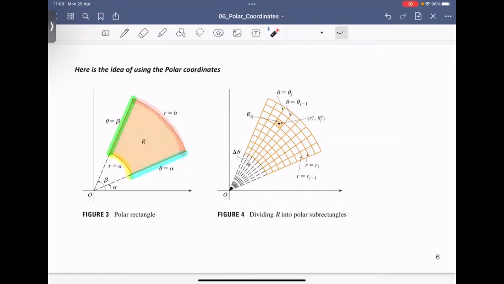Does it make sense? We're trying to learn polar coordinates first, and at the end, we're going to use it to help us set up double integrals. Okay.